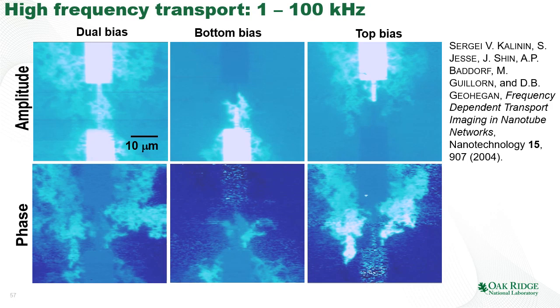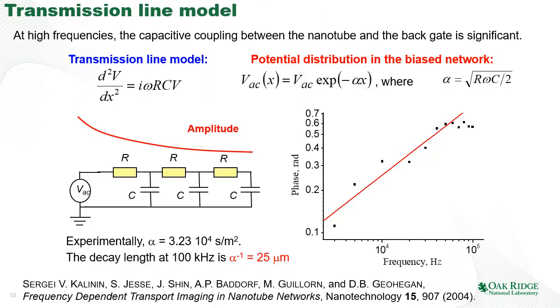So what's interesting is that these potential distributions are also frequency dependent. So this beautiful forest of the biased nanotubes that I see below the surface shows the contrast, which is very much dependent on the frequency applied to the system. And the question is, why does it happen?